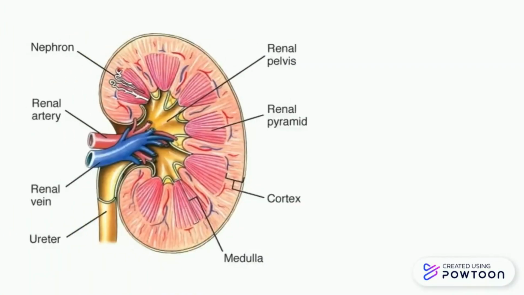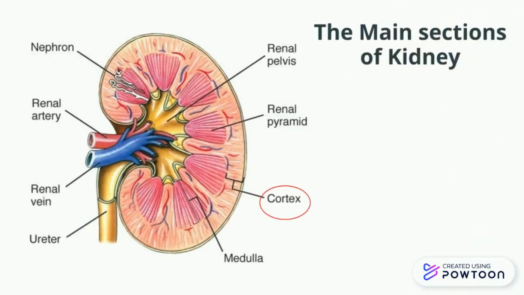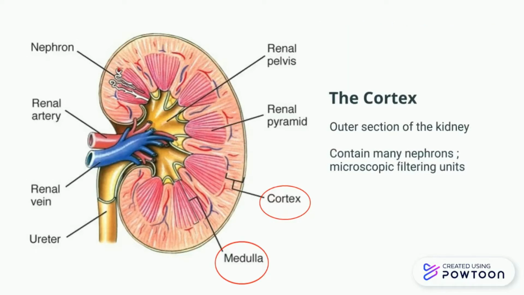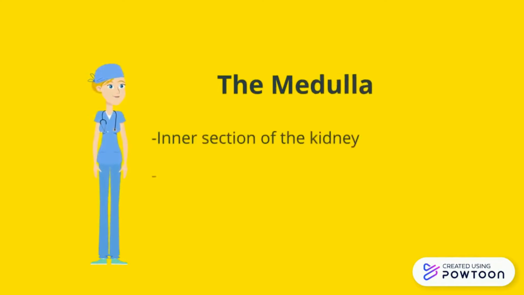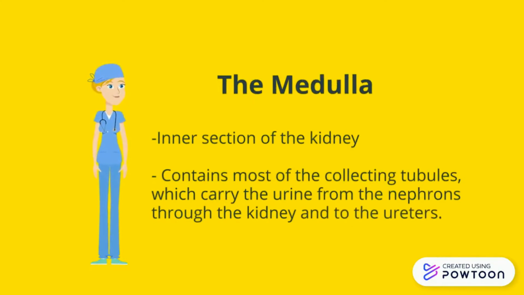Each kidney is divided into 2 main sections, which are the cortex and the medulla. The cortex is the outer section of the kidney and contains a large number of nephrons. The nephrons are microscopic filtering units in the urinary system. The medulla is the inner section of the kidney and contains most of the collecting tubules, which carry the urine from the nephrons through the kidney into the ureters.